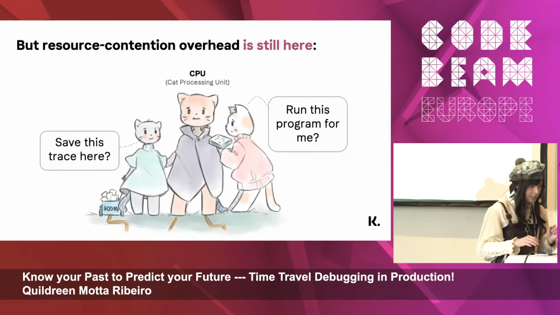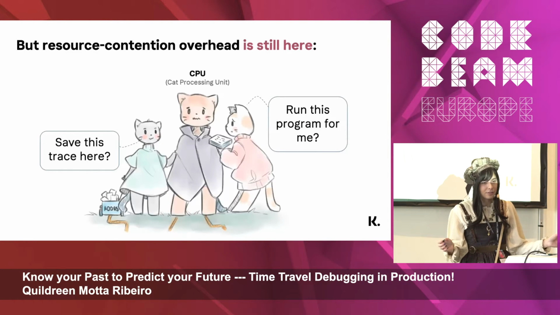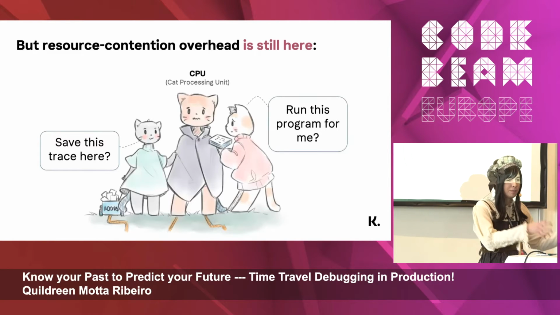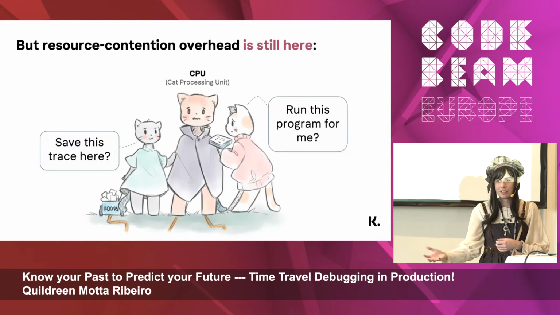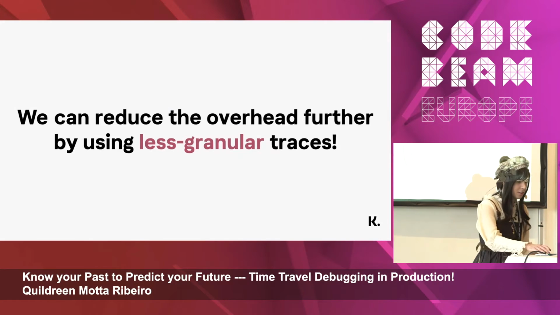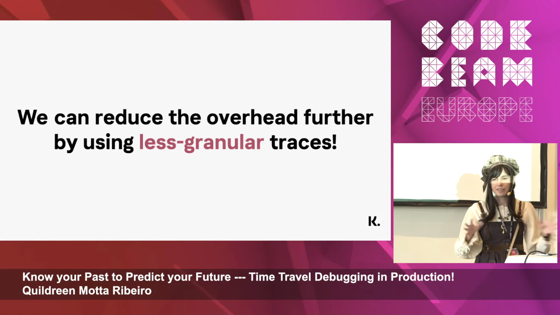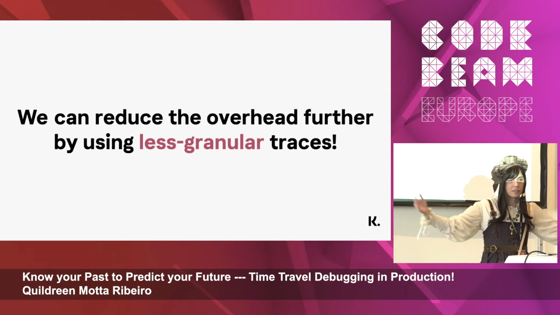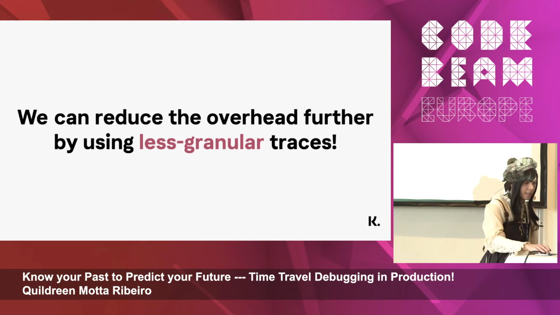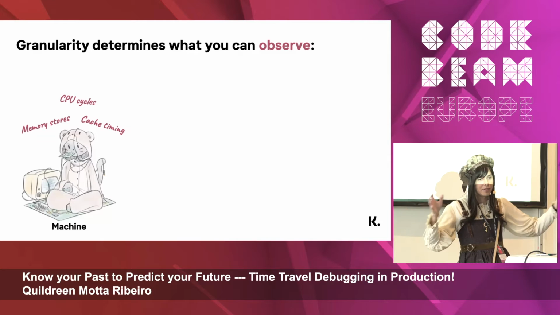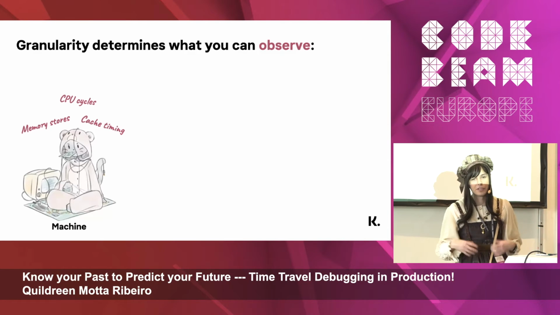Now, of course, the resource contention is still there, because the recording, we made it cheaper, but it's not free. And if you're recording at the BEAM level, that's a lot of information. So we need to make these traces less granular if you want them to span over years of data. And the way you make them less granular is you decide what you really want to observe in your traces.